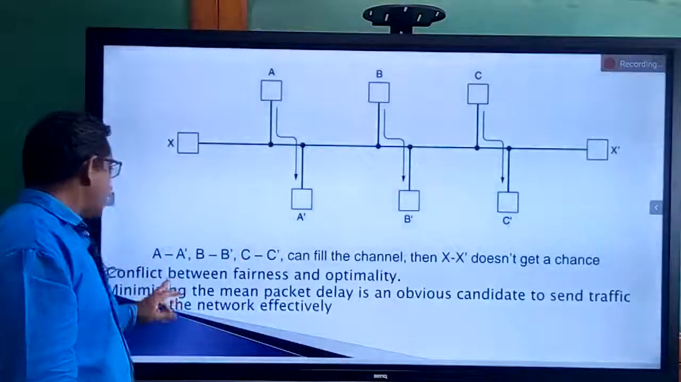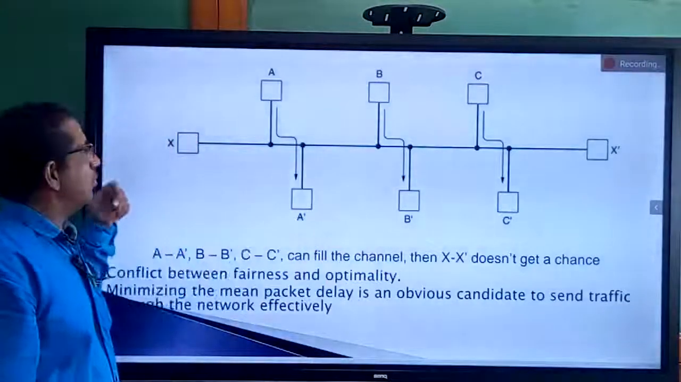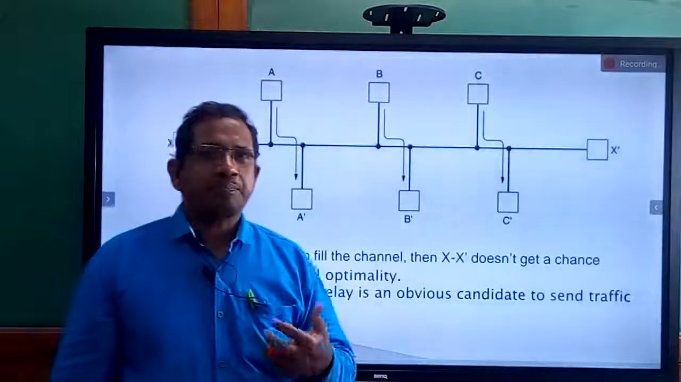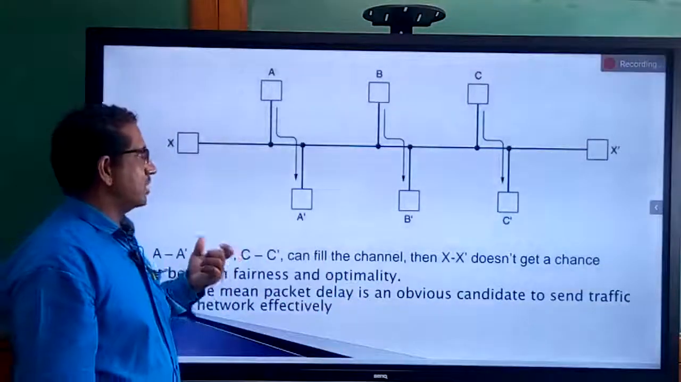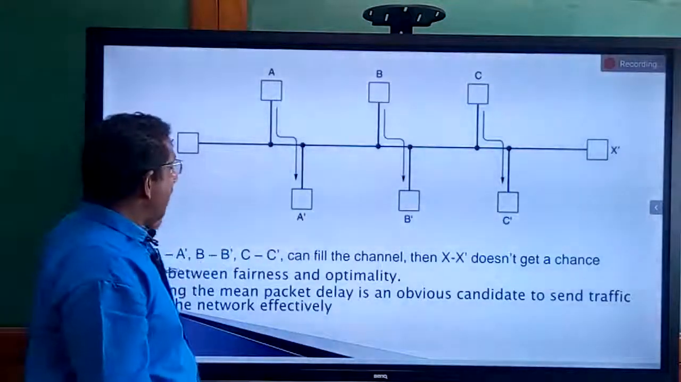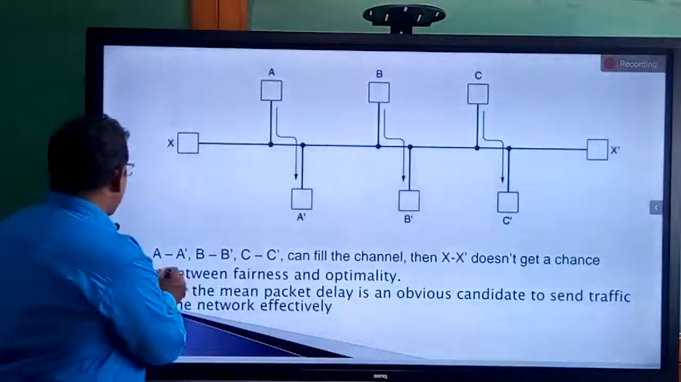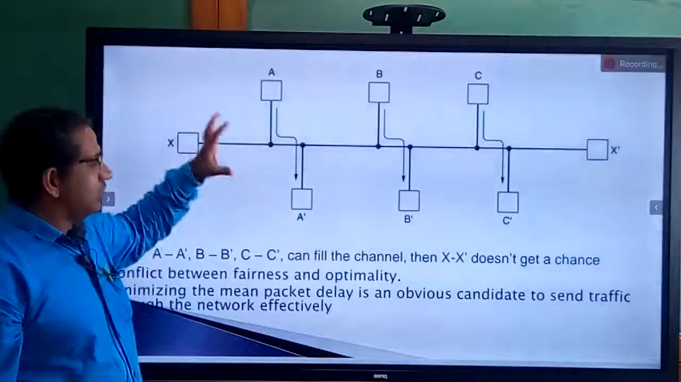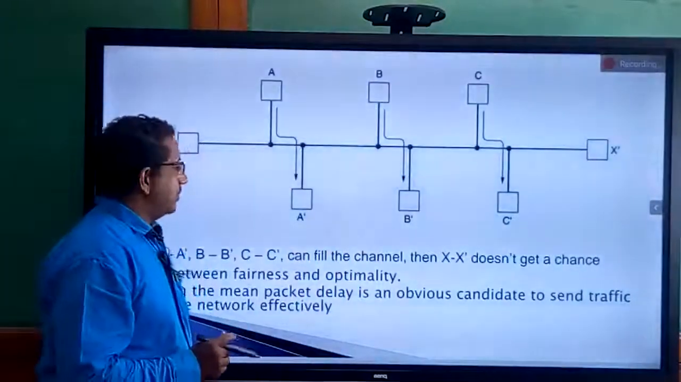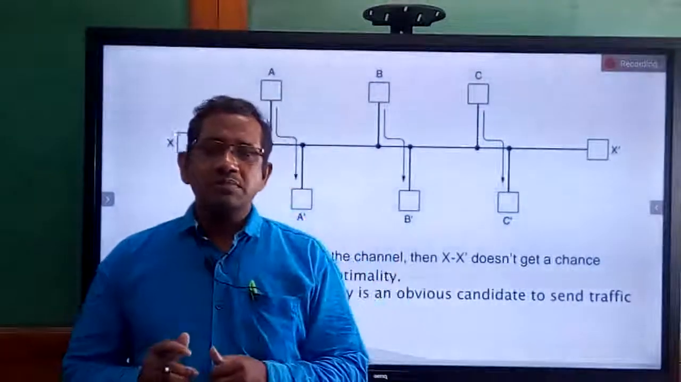That means here, to avoid conflicts between fairness and optimality. Fairness means what? Every node in the network should get a fair chance of accessing the network. So in order to have that, we normally go with the routing algorithms. That means to avoid conflicts, we normally use the routing algorithms in the network layer protocol. Okay, so the network layer is normally going to have the routing algorithms.